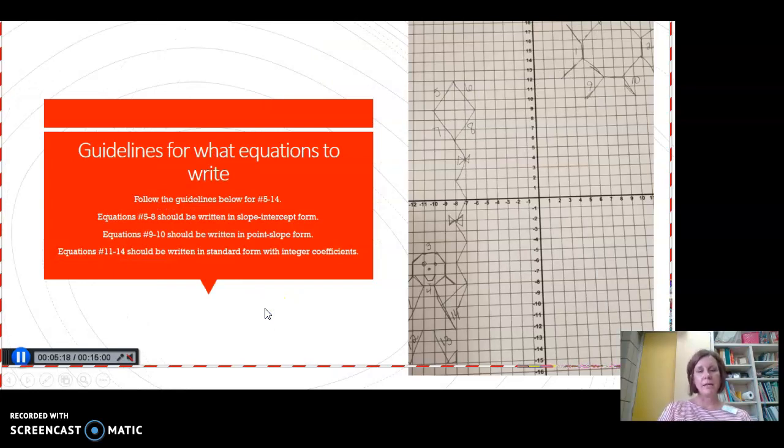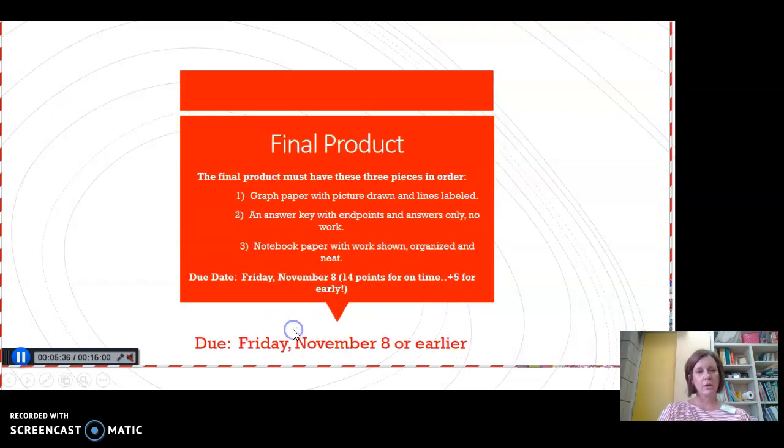Here are the requirements for writing the equations. We've already talked a little bit about writing in slope-intercept form, but we're going to be going into more detail. We're going to learn about point-slope form and standard form. So all of this we're learning in our unit. And as long as we have our picture done, we'll be in good shape. And then here are the guidelines for your final project.